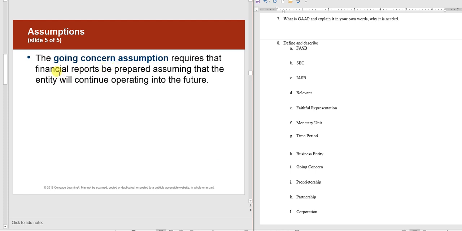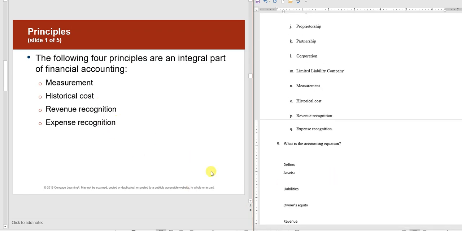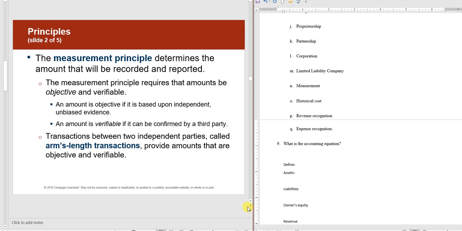Now remember, if it is not clear that you have a going concern, you need to state that in the financial statements. Some other things that we're going to talk about: measurement, historical cost, revenue recognition.